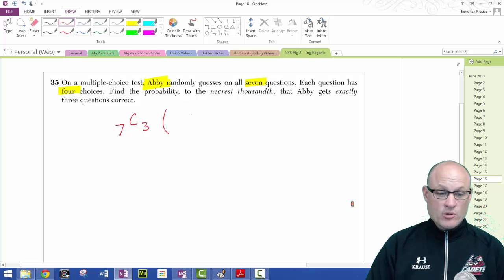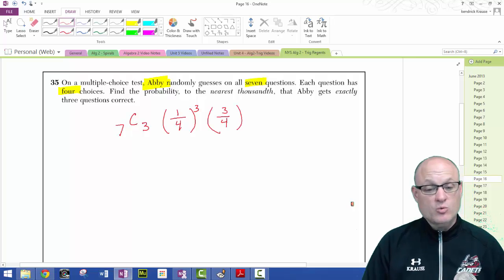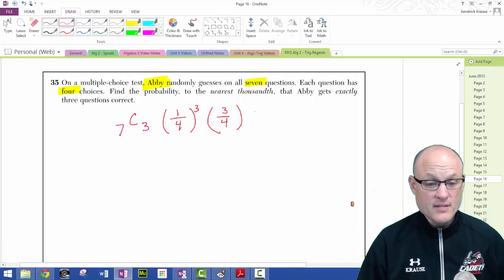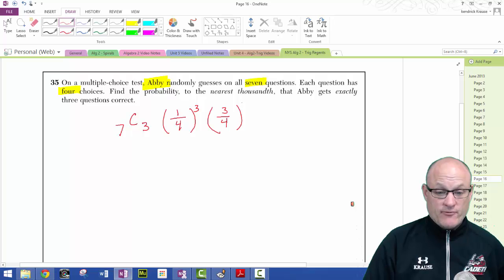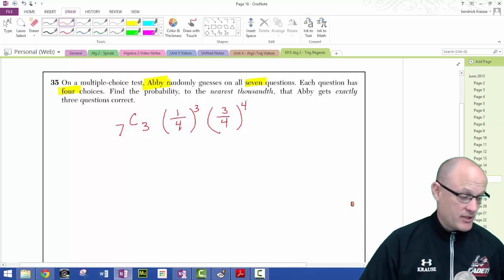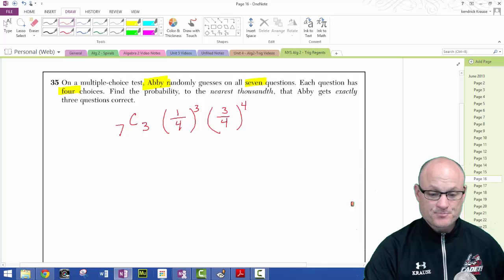Well, if there's 4 probable choices, that's a 1 in 4 chance of getting it right. The 3 goes here. This also means that you have a 3 in 4 chance of getting it wrong. And so if she's going to get 3 right, that means she's going to get 4 wrong. And that's what I want to put in my calculator.